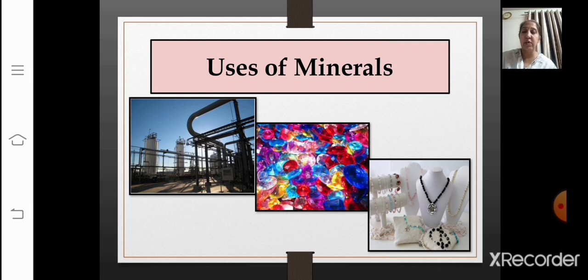So minerals which are used for gems are usually hard. These are then set in various styles for jewelry. Now here in this slide you can see I have given you the images related to the gems as well as the jewelry.